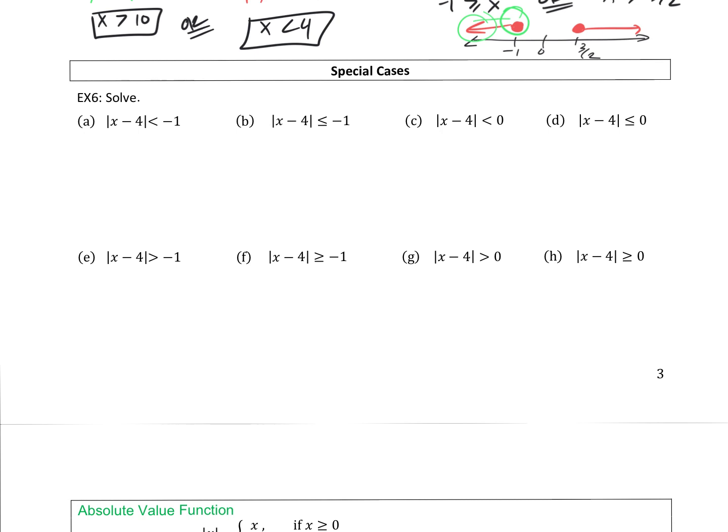So for example, example 6, part A, we're talking about the absolute value less than negative 1. Is that possible, to be less than negative 1 away from 0? The answer is no, so this is going to be no solution.